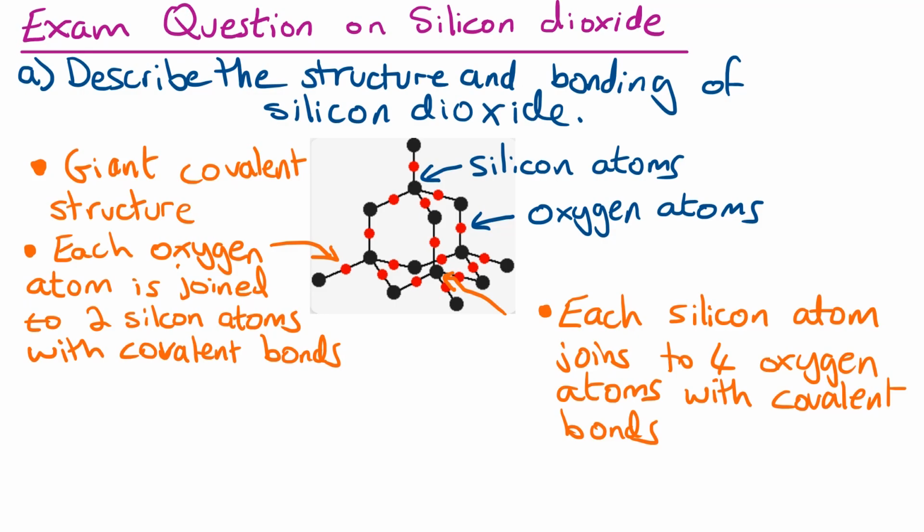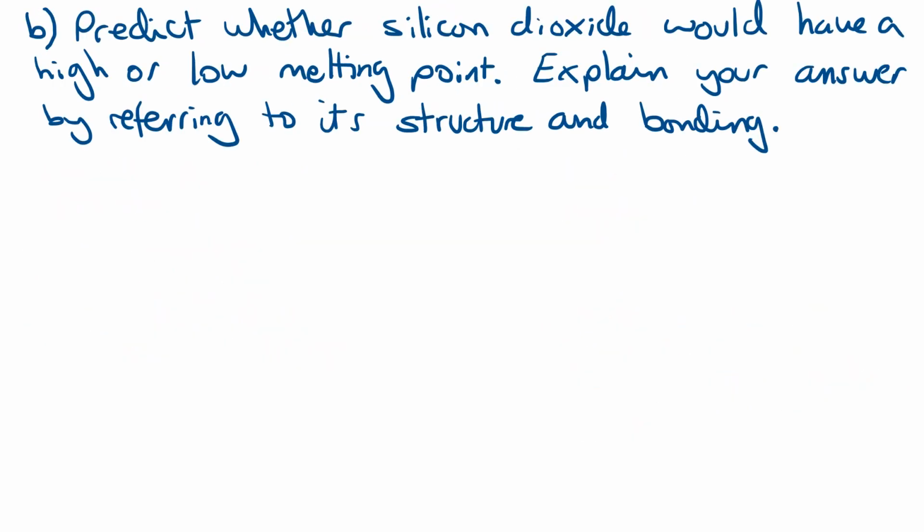Part B asks us to predict whether silicon dioxide would have a high or low melting point, and explain your answer by referring to its structure and bonding. So we're remembering it looks quite similar to diamond. Have a go at this, pause the video, then see how you got on.